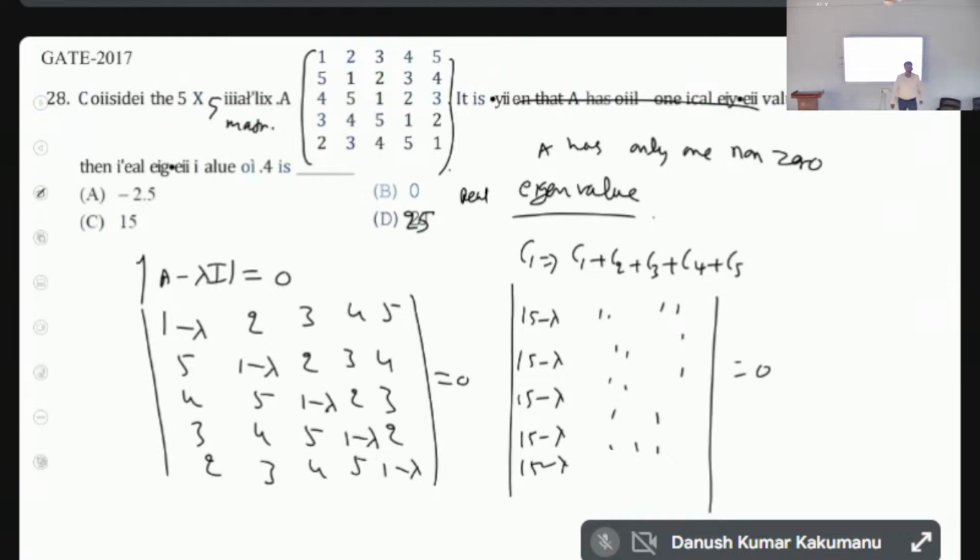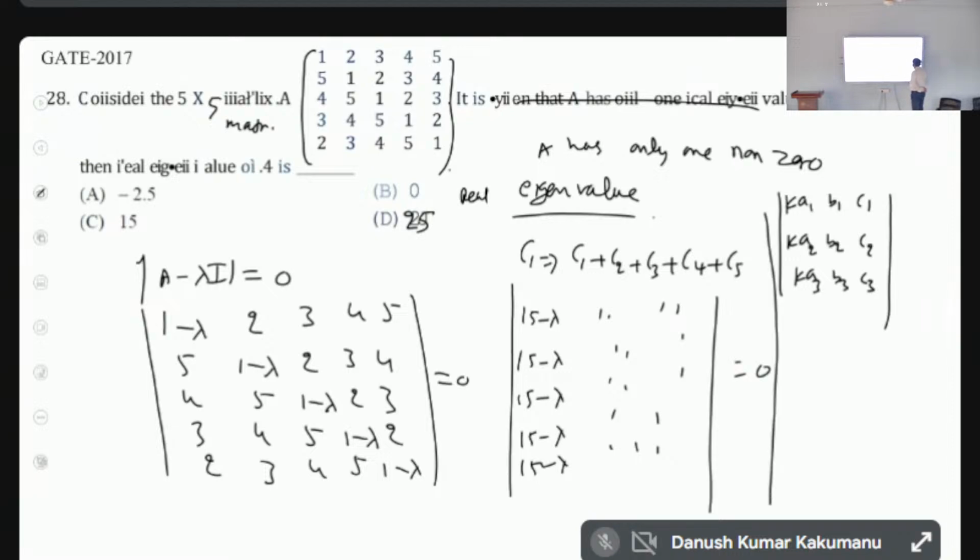Using our determinant properties, yesterday I discussed determinant properties 14 and 15. All properties are very important. The determinant of the matrix with first column kA1, kA2, kA3 and other columns B, C: you can bring the k outside. If any row or column is multiplied by the same constant in the determinant, that constant you can bring outside. Now which constant can you bring outside? 15 minus lambda. Yes or no? 15 minus lambda you can bring outside.